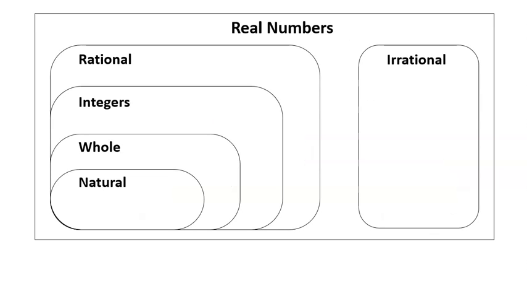So I'm going to go back here to my little Venn diagram. And my smallest subset is natural numbers. And it's just starting like this. And it goes on forever. So 1, 2, 3, 4, 5, 6, 7, 8, and so on and so forth.